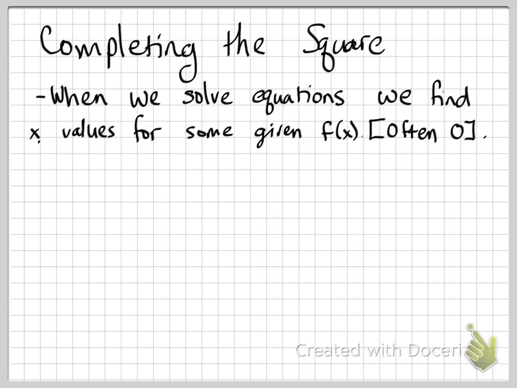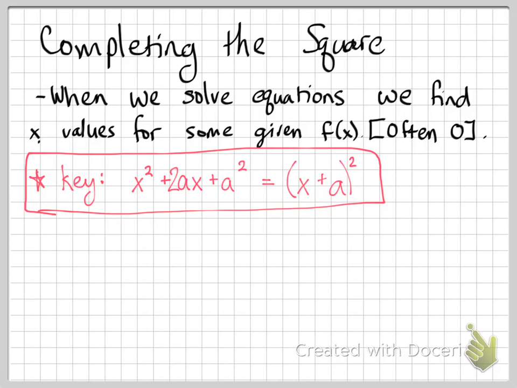Now, the most important thing to remember when we try to complete the square here is that x squared plus 2 times the number times x plus that number squared is going to be x plus that number, the quantity squared. That's our perfect square factoring pattern, and we need to keep that in mind. So let's solve x squared plus 6x plus 9 equals 0.